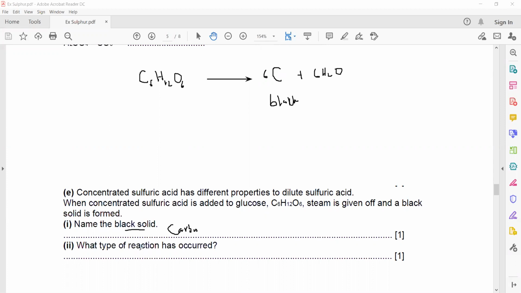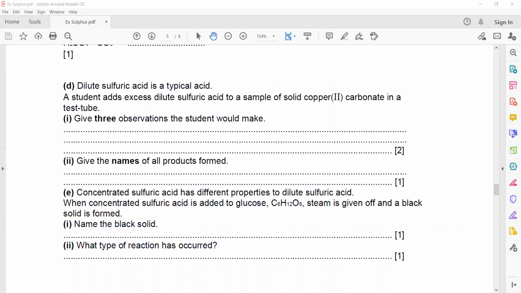What type of reaction occurs when water is chemically removed from a substance? We call this type of reaction dehydration. The term "de" means removal, and "hydration" is for water. For example, if we say a human body is dehydrated, it means water has been lost from the body. So this reaction is known as a dehydration reaction.